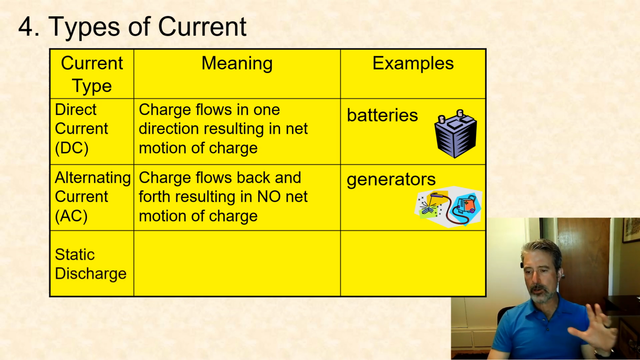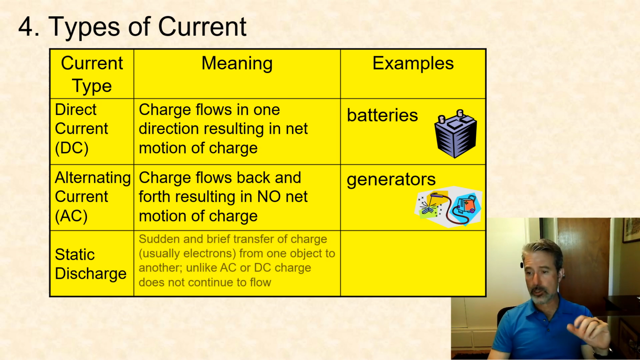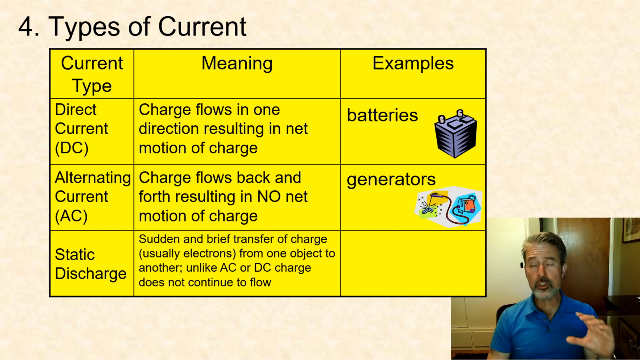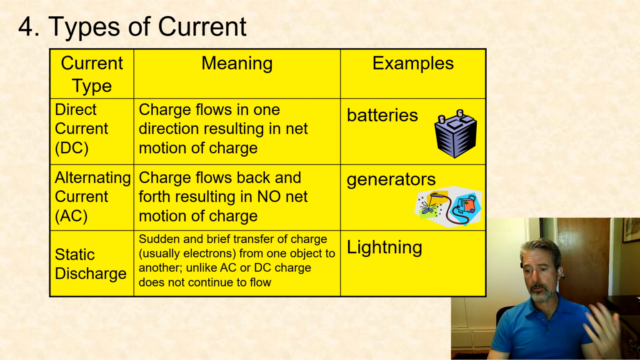This last type of current, which we don't even include in this electrodynamic class, is what we call static discharge. This is what we saw in electrostatic situations. Here we're talking about the motion of electric charges, but a sudden and brief transfer of charge, usually electrons, from one object, like the cloud, to another, like the ground. Unlike with AC or DC, when we talk about static discharge, the charge does not continue to flow. The flow is brief rather than continuous.